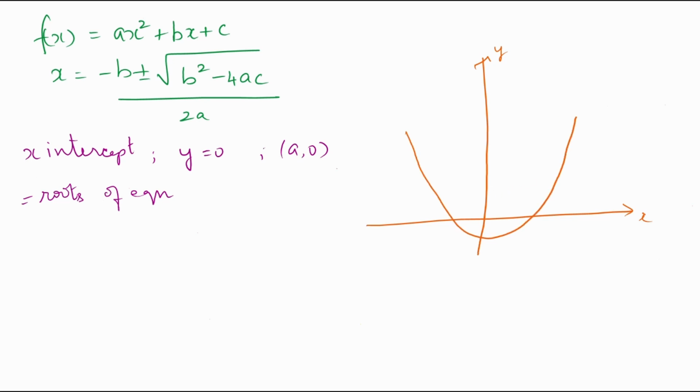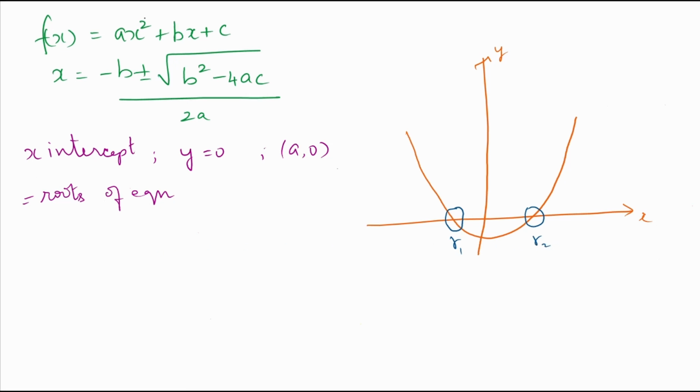Now let's look at the x-intercept of this graph. We know that x-intercept is nothing but where the curve intersects the x-axis at y equal to 0, which is a point here and another point over here. We'll just name these R1 and R2.